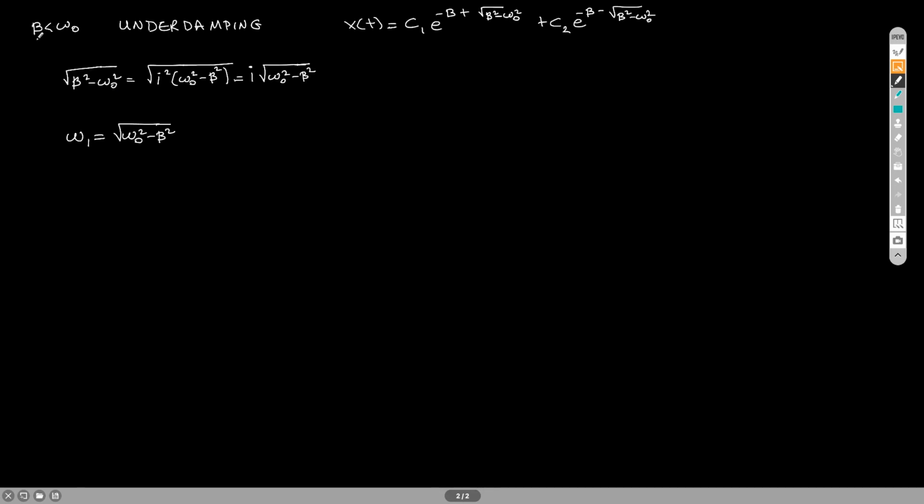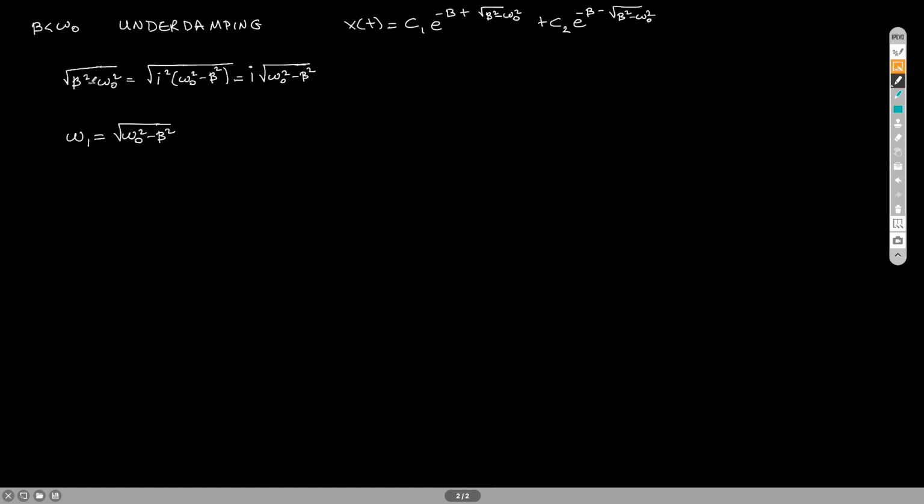Now, in the case where beta is less than omega naught, I can do the following. This is the general solution to the differential equation, and I see inside the exponential I have the square root of beta squared minus omega naught squared, the same for both terms. Now I know that beta is less than omega naught in the case of underdamping, so this is less than that. I will end up having a square root of a negative number, which will give me an imaginary number.